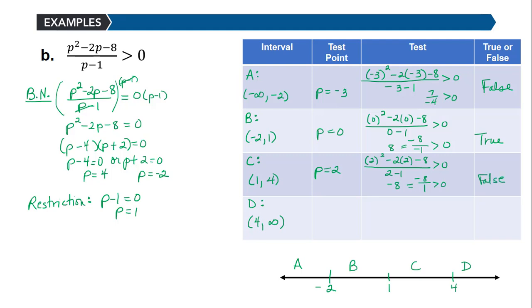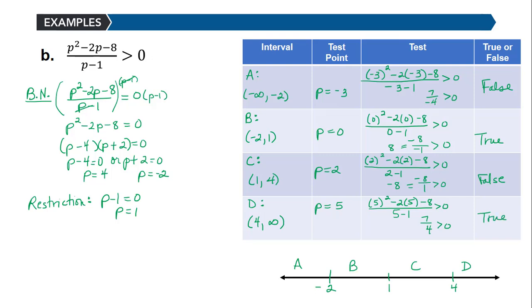And lastly, in region D, we will choose our value of 5. And so we get 5 squared minus 2 times 5 minus 8, all divided by 5 minus 1. Is that greater than 0? So that's 25 minus 10, or 15, minus 8 is 7, divided by 5 minus 1 is 4. Is that greater than 0? And yes, it is. So that's true.